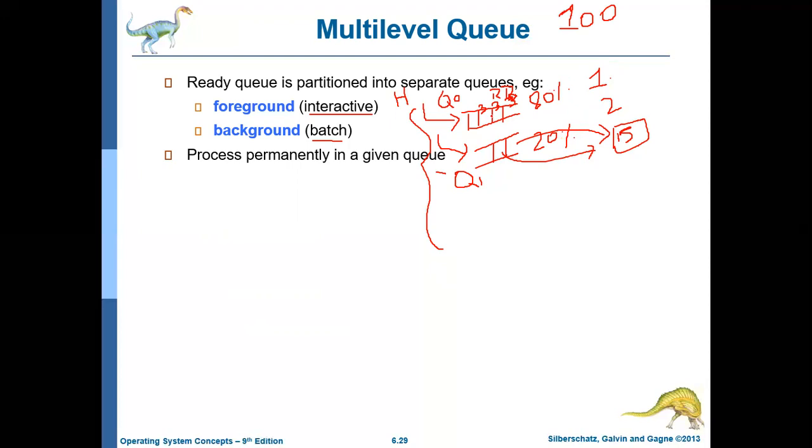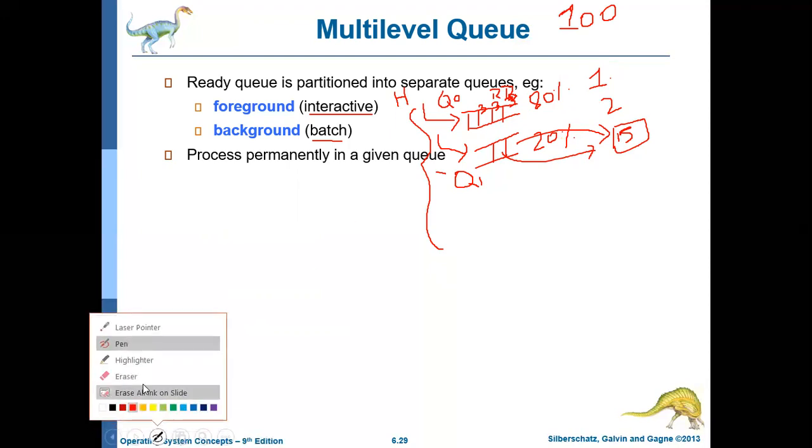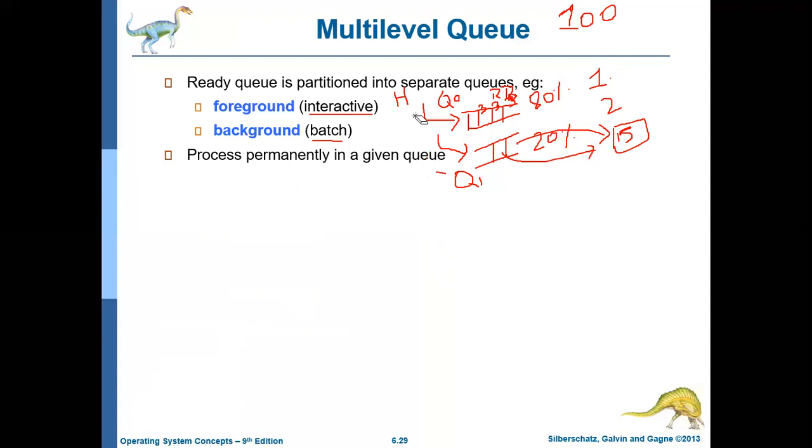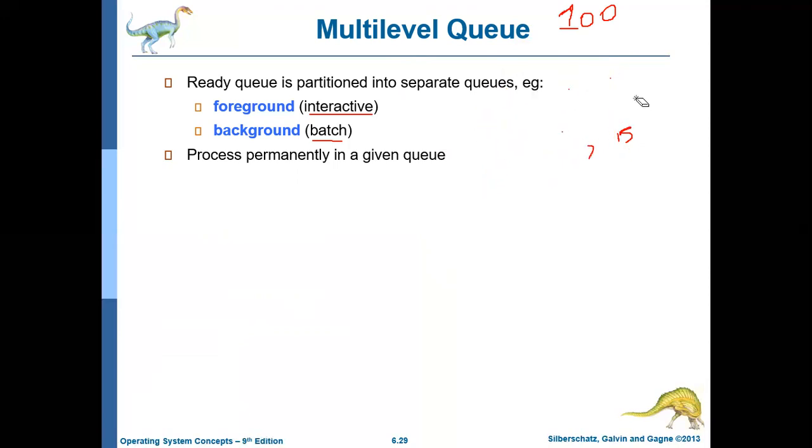Again the operating system will switch back to Q naught and start taking jobs from Q naught and assigning them to the CPU. So these are the different ways in which the processes can be assigned to the CPU. This is basically how the multi-level queue scheduling algorithm works.